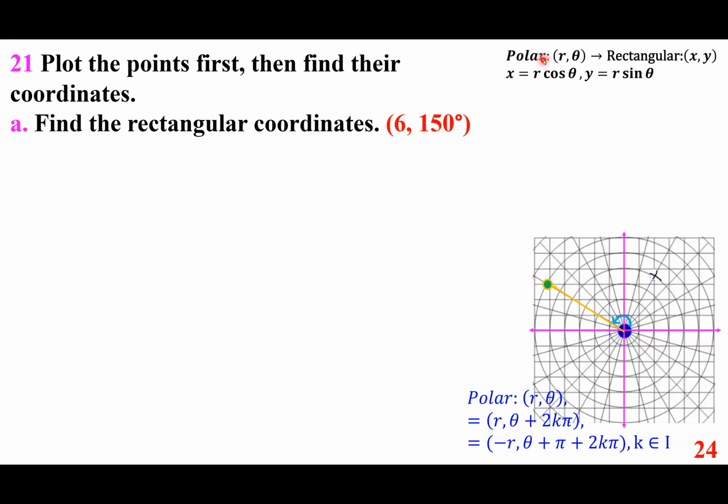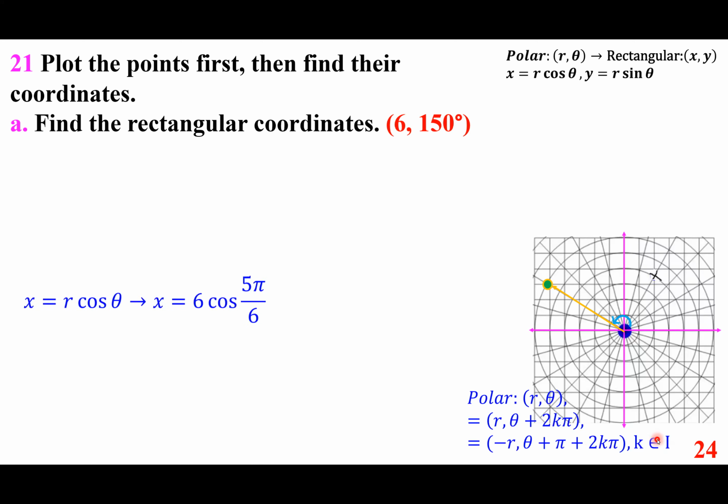Reminding everybody, as far as polar with representation of r comma theta, rectangular with the representation x comma y. X is r cosine theta, y is r sine theta. The case of a rectangular is unique, but polar is not. R comma theta is also r comma theta plus 2k pi, or minus r comma theta plus pi plus 2k pi. This means odd multiples of pi, where k is an integer.